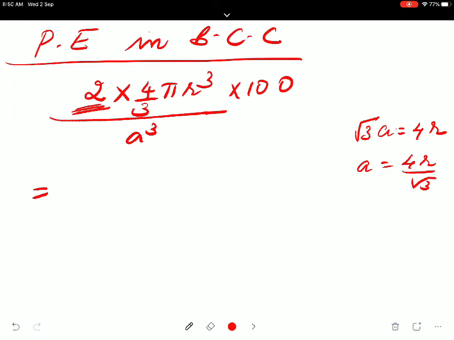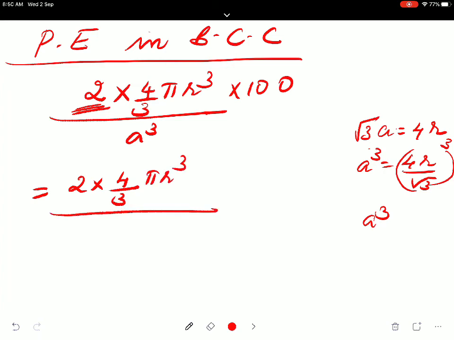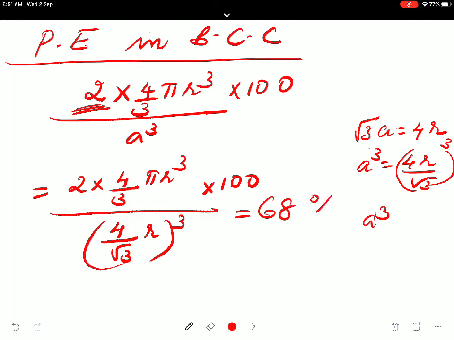Then a cube is equal to this cube. So I am going to substitute here 2 into 4 by 3 pi r cube whole divided by a cube. A cube is 4 by root 3 r whole cube into 100. Again r cube will get cancelled and you will be getting it as 68%. Again you have to learn this by heart.